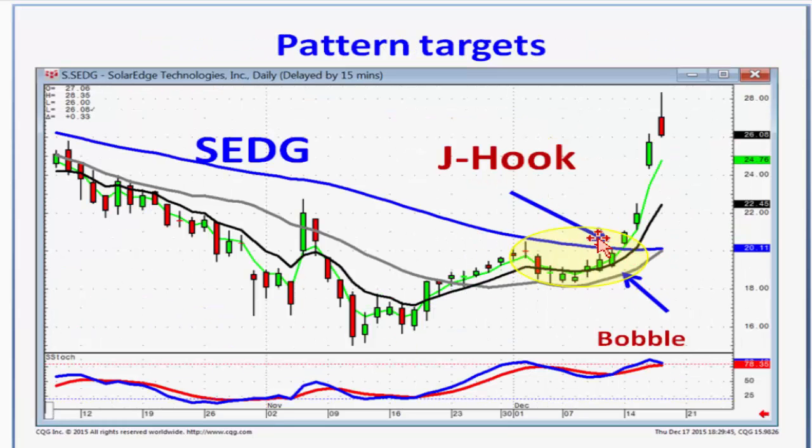There was that slow curve bobble. Notice how it hit the 50, did a doji, opened lower. We closed out the position, but they're buying right back here because what do we have? A bobble confirming. Now a J-hook pattern makes for a very strong price move.